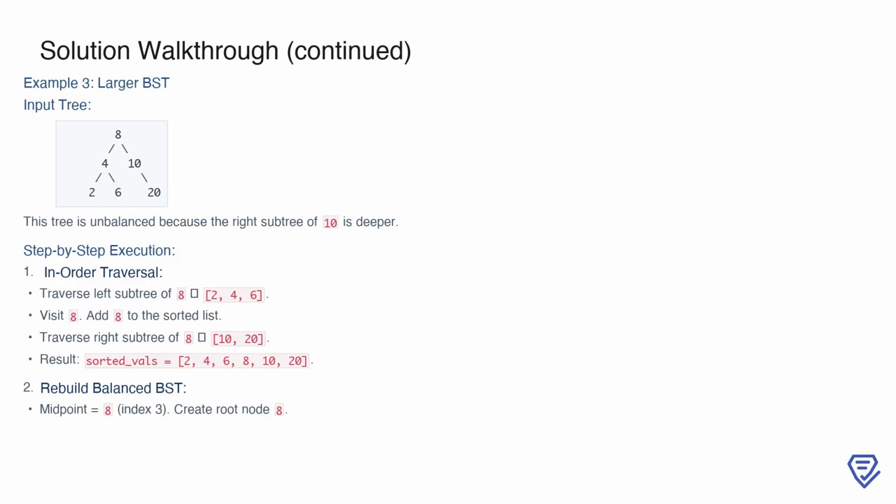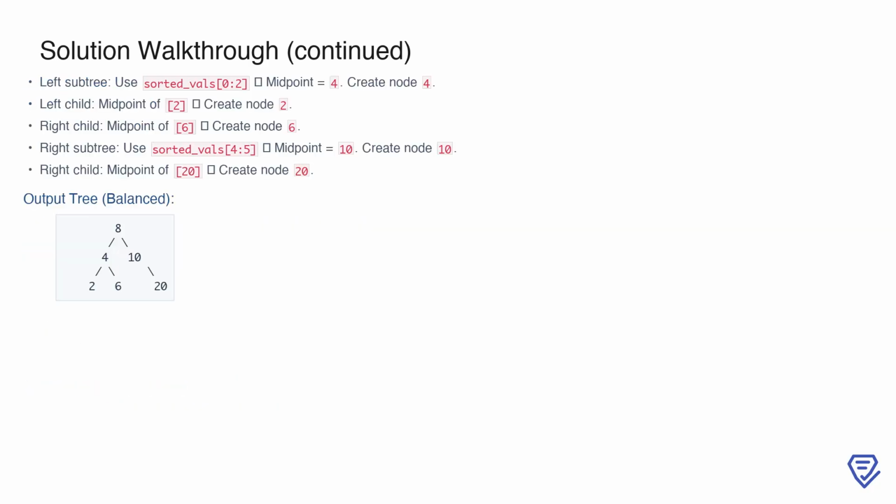Using this sorted array, we rebuild the tree. The midpoint, 8, becomes the new root. For the left subtree, we use the values before the midpoint, 2, 4, 6. The midpoint of this subarray, 4, becomes the left child of the root. Then, the values before 4, which is just 2, create node 2 as the left child of 4. The values after 4, which is just 6, create node 6 as the right child of 4.